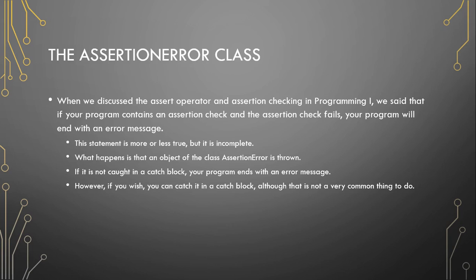So when we discussed the assert operator and assertion checking back in programming 1, we said if your program contains an assertion check and the assertion check fails, your program is going to end with an error message. Well, this statement from our perspective back then was more or less true, but it was incomplete. What actually happens is that an object of the class AssertionError is thrown. If it is not caught in a catch block, your program ends with an error message. However, if you wish, you can catch it in a catch block, although it's not a very common thing to do. So if you want, rather than your assertion checks terminating your program, you can write code that will catch that error and handle it from there.